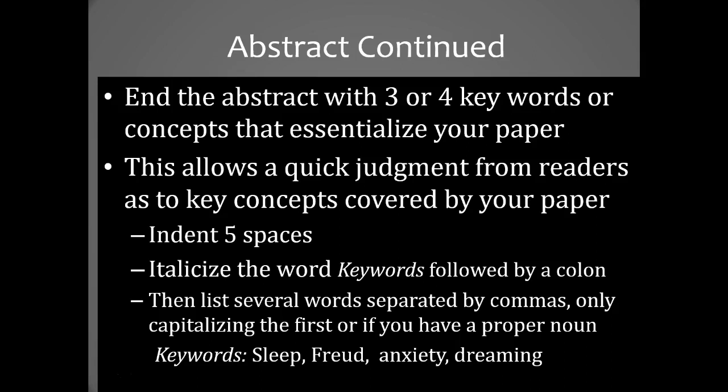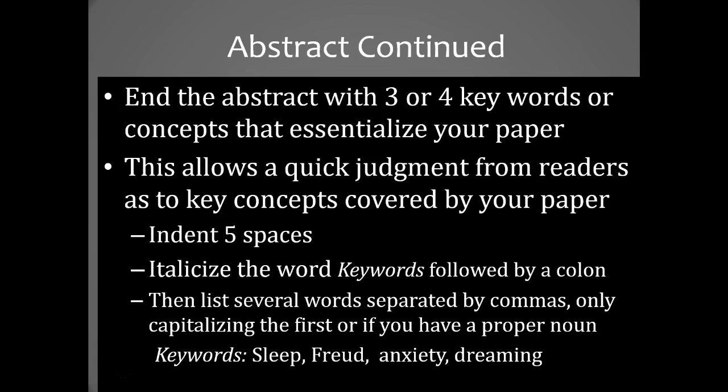So what you're going to do is, following your abstract, go to the next line. You're going to indent 5 spaces, and you're going to type in the italicized phrase, key words, and you're going to follow that by a colon. Then you're going to list your several keywords or key phrases, all separated by commas. And then you capitalize only the first one and any proper noun.